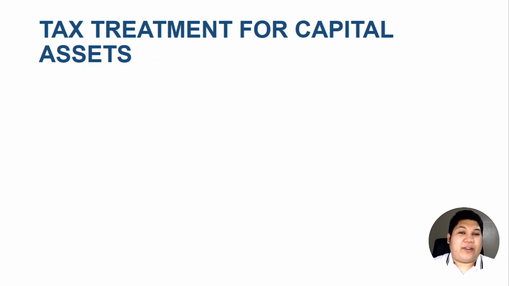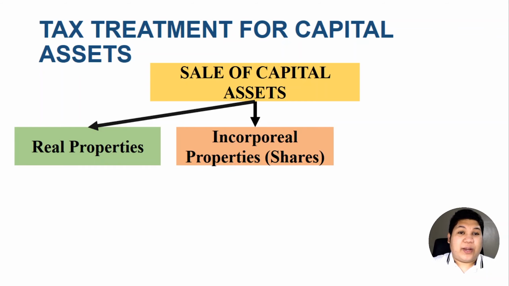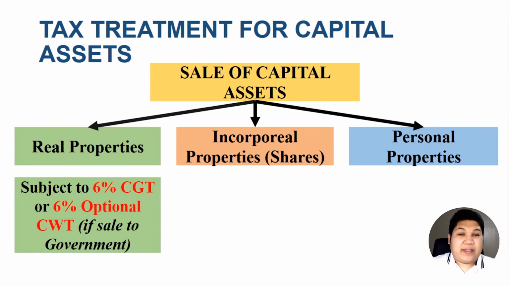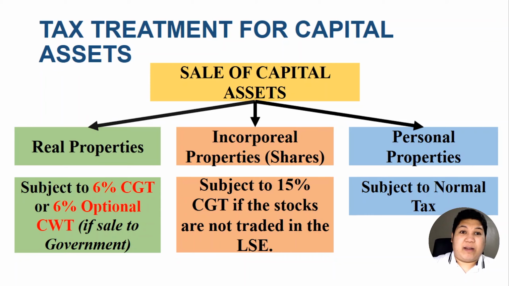So what will be our tax treatment for capital assets? Well, the answer is it depends. It depends on what kind of asset is being sold. The capital asset may be a real property or incorporeal properties, such as shares of stocks, or personal properties. When we say real properties, again, these are immovable. And this could be subject to 6% capital gains tax or 6% creditable withholding taxes if the sale is made to the government. Or if it is an incorporeal property, that could be subject to 15% capital gains tax if the stocks are not traded in the local stock exchange. If it is personal property, then it could be subject to normal tax.